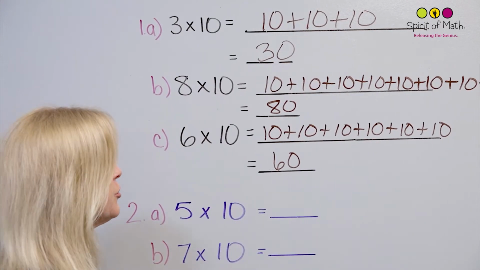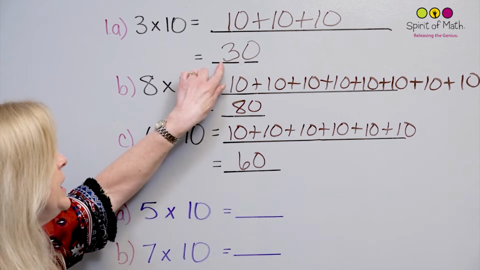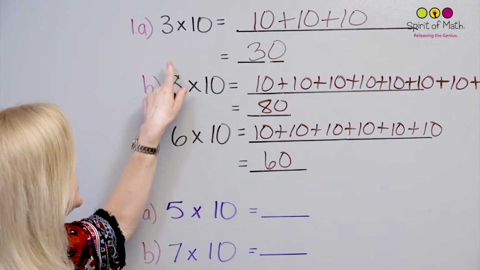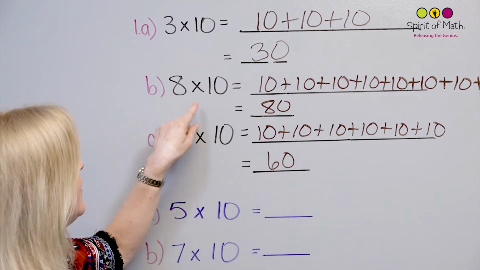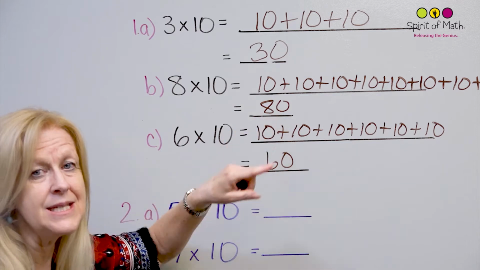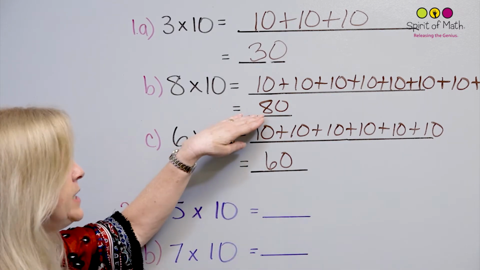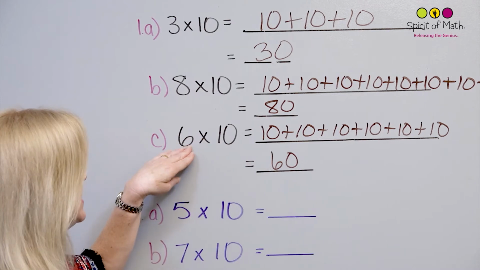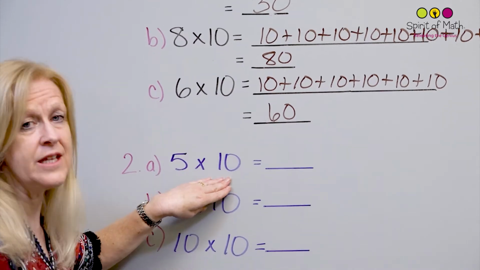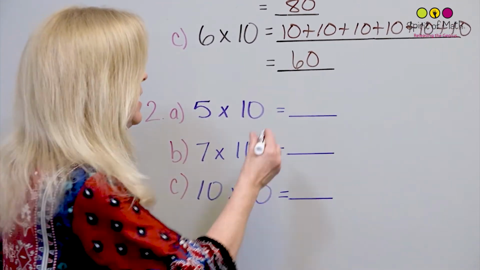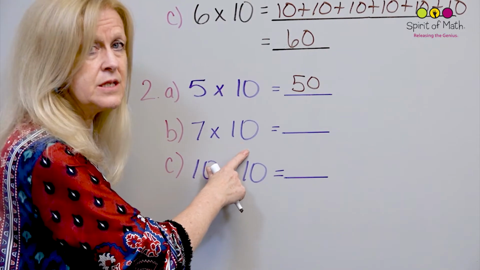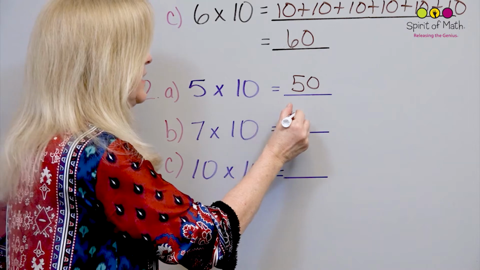Now, that 30 means 3 T, and T means 10. So 3 tens, 30. And that's what you've got, 30. When you have 8T, it means 8 tens. And that's what you've got, 8T, because T means 10. So instead of saying 8 10, you say 8T. And this one's 6 tens, so you say 6T. In this case, it's 5 tens, so you say 50. And so the answer is 50.